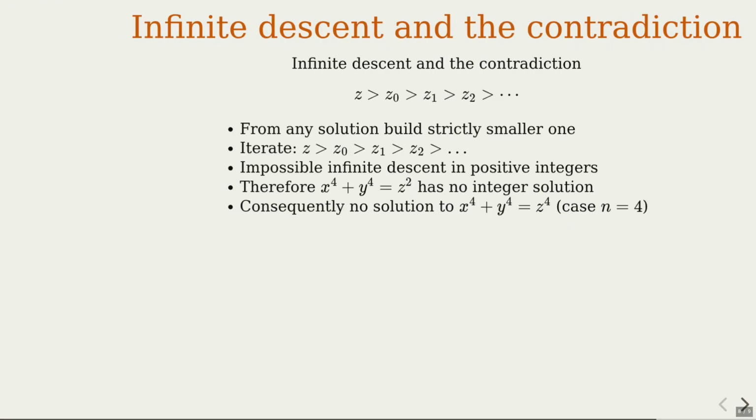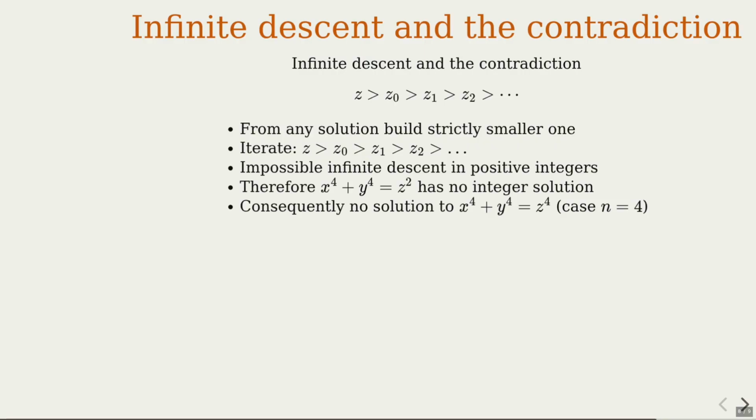Let us put the pieces together. We began by assuming that there was at least one solution with x to the fourth plus y to the fourth equal to z squared, and we chose one with the smallest possible positive z. From that single solution, we have just built another solution with new numbers x0, y0, and z0, such that z0 is strictly less than z. But we can now repeat exactly the same reasoning starting from this new solution and obtain yet another one with an even smaller z1, and so on. This would give an infinite chain of strictly decreasing positive integers, z greater than z0 greater than z1, and so forth, which cannot exist.